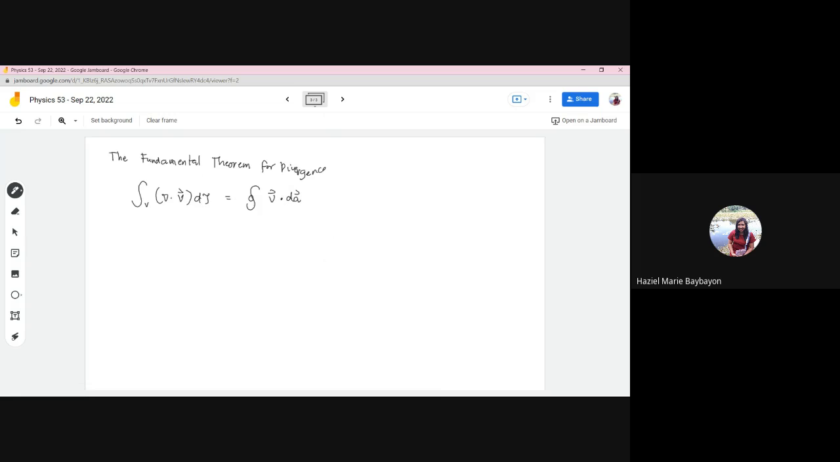Please take note of this. It will be very useful, class. This has special names in MATP. I guess you have already encountered this in MATP. You have the Gauss theorem, which can also be called Green's theorem or the divergence theorem.